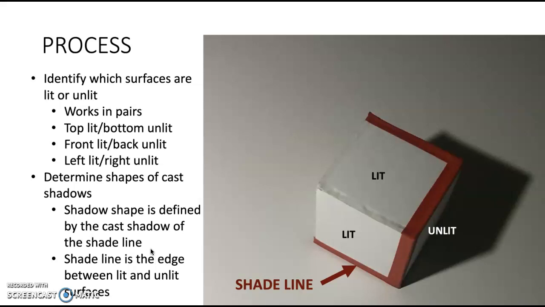To determine the shape of the cast shadows, we look at our shade line. The shade line is the line of the edges between lit surfaces and unlit surfaces. It actually makes a continuous line around our imaginary cube. Those shadows, when cast onto any surface, will be the shape of the shadow.